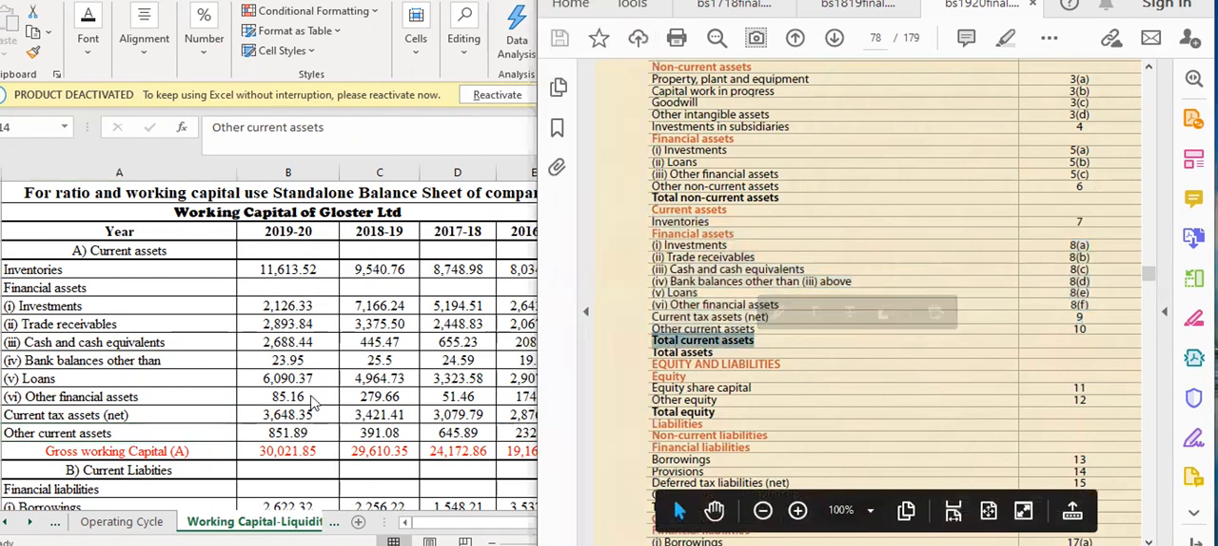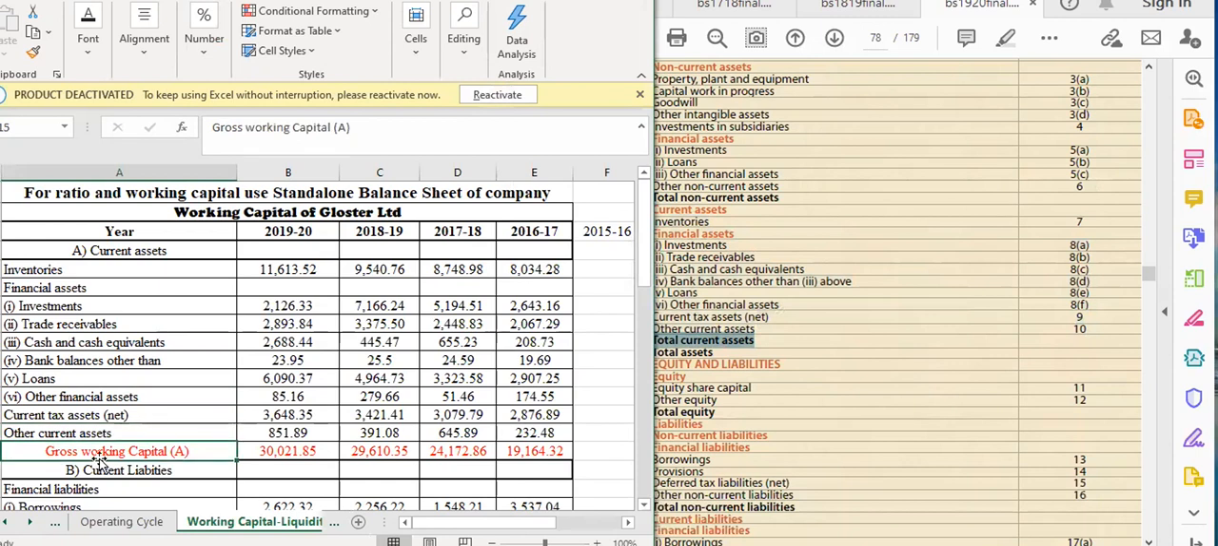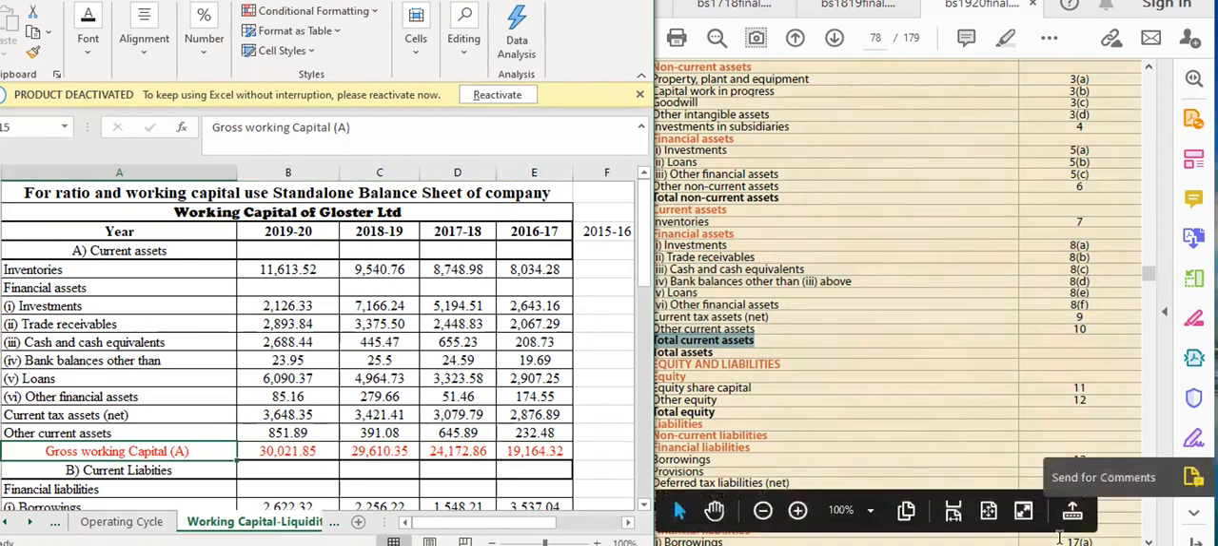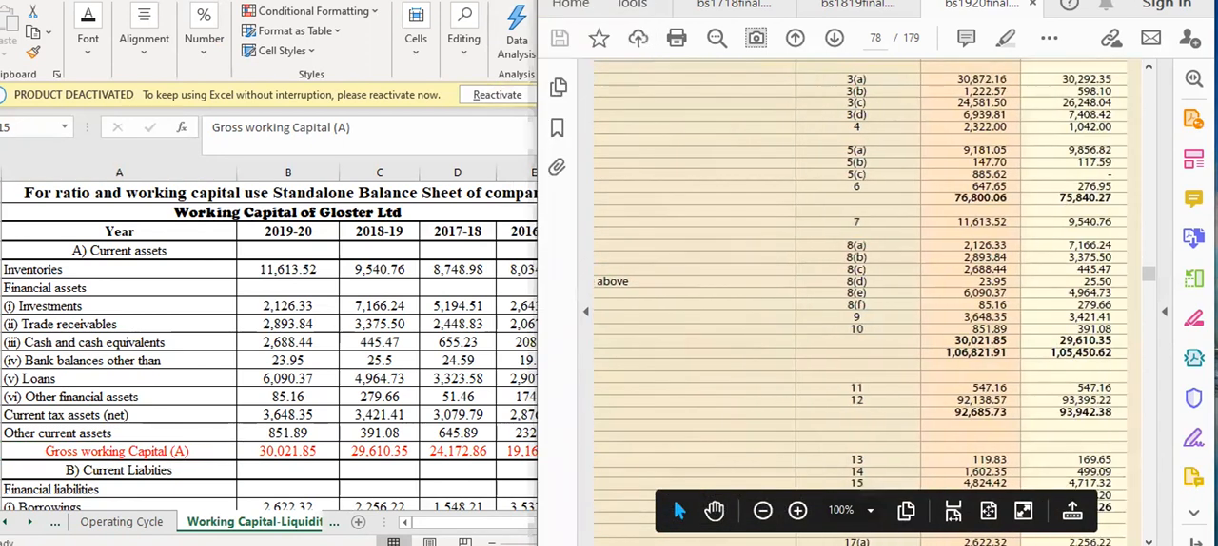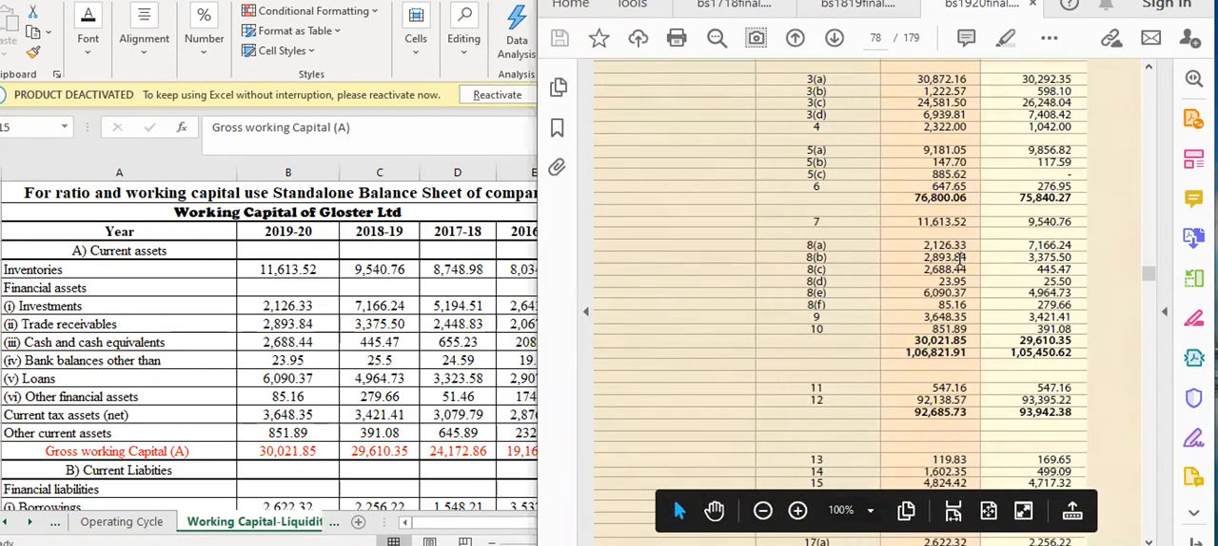In place of total current assets, I am using the name gross working capital. If you remember, I told you that in working capital, we call the total of current assets the gross working capital. So that's why I have given the name gross working capital here. Then you have to copy the given data in rupees and lakhs.